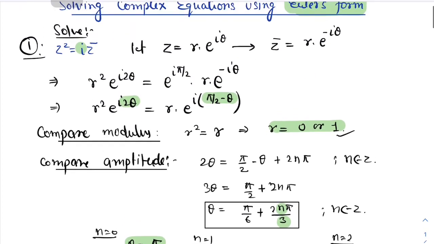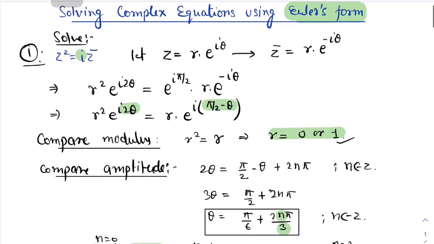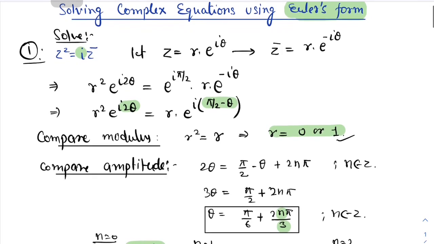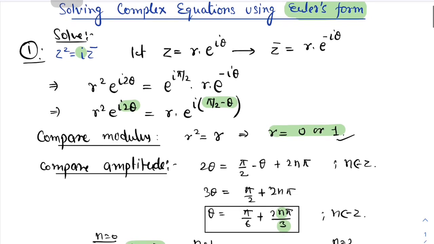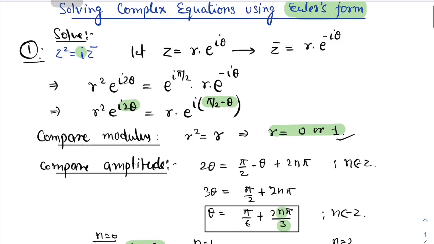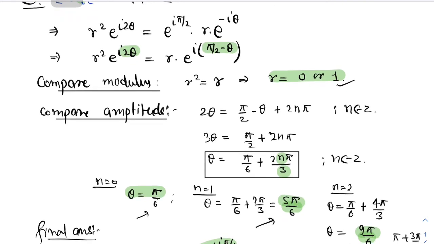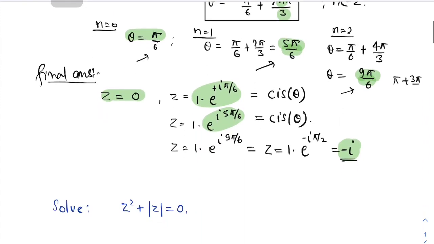So we have discussed that the other method of solving a complex equation is by Euler's form. We assume z to be r into e to the power iota theta, and we do not compare real and imaginary parts here, we compare modulus and amplitude. But one important thing is, when we compare the amplitude, we must not forget this 2n pi, because if we forget it, we will not get the multiple solutions. Let us see another question.